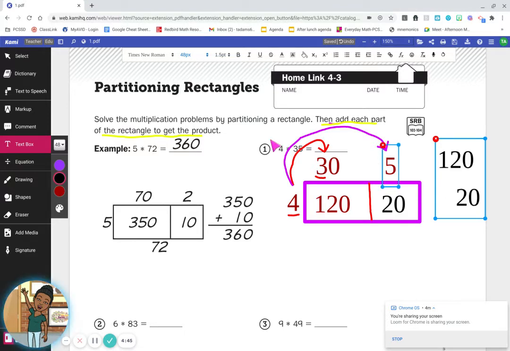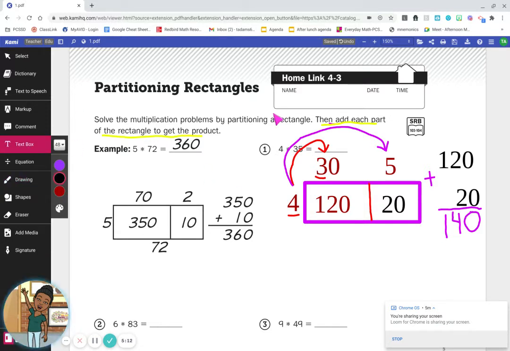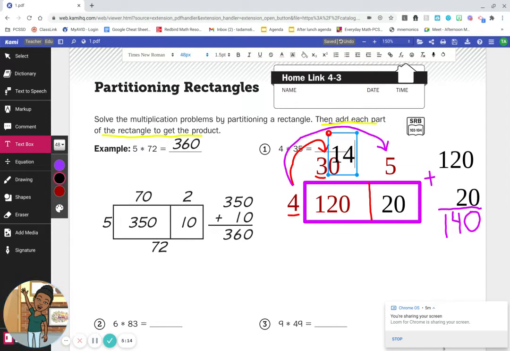And make sure that you're lining up your place values. When we line up our place values, it makes adding much easier. Why? Because we can go column by column, place value by place value. In my ones, 0 plus 0 equals 0. 2 plus 2 equals 4. Very good. And 1 plus 0, we know there's nothing there. 1. So our answer is 140. Let's make sure that we put that here. 140. 4 times 35 equals 140.